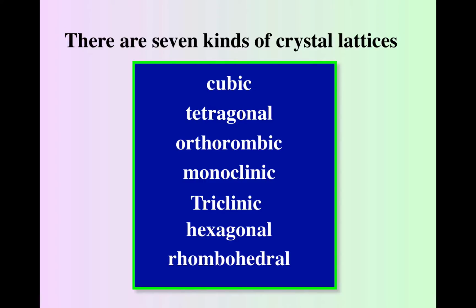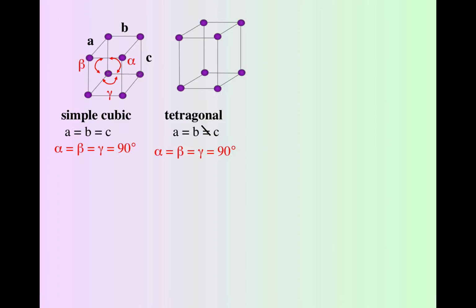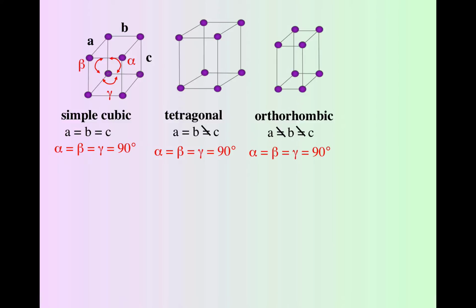All right, so as far as the repeating patterns go, they can be broken up into 7 different categories. You're either considered cubic, tetragonal, orthorhombic, monoclinic, triclinic, hexagonal, or rhombohedral. So with simple cubic, side A, side B, side C are all the same length, and you have 90-degree bond angles between all of the different sides. Tetragonal, 90-degree bond angles, but one of the sides is a different length. Orthorhombic, you have 90-degree bond angles, but none of the sides have the same length.